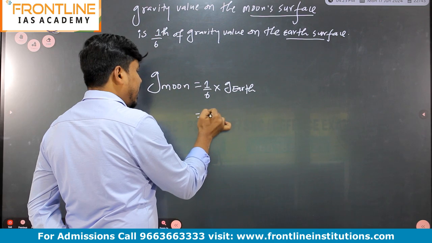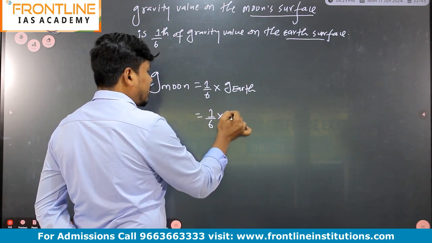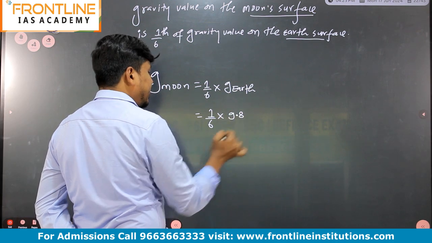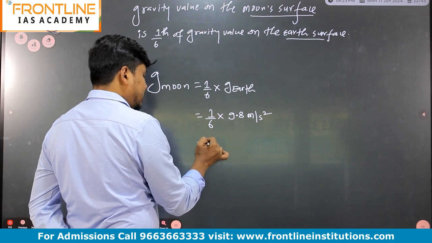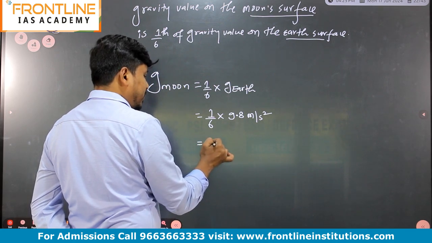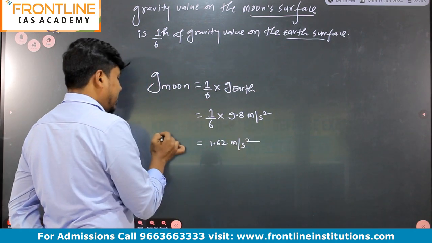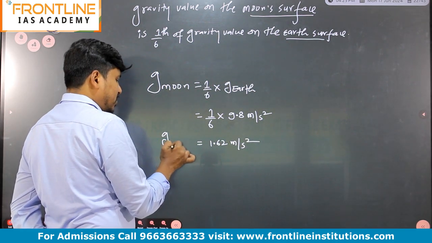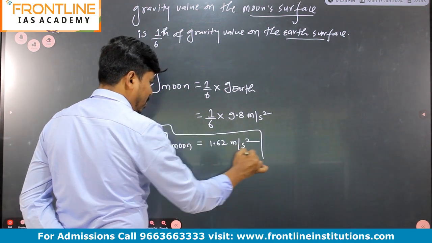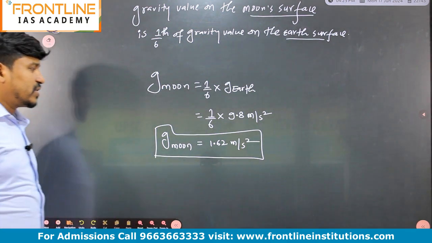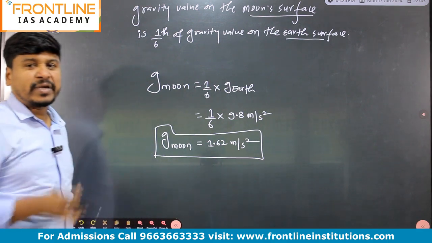So, for example, g moon is equal to 1/6 into g earth. So here 1/6 into g earth, which is 9.8 meter per second square, so it is 1.62 meter per second square, right? So g moon is 1.62 meter per second square, very important.